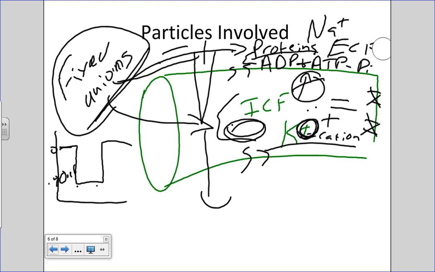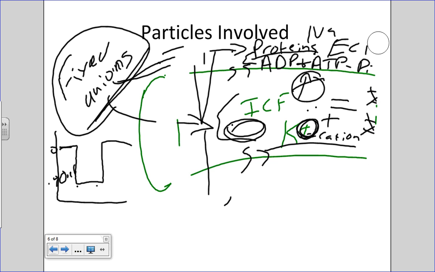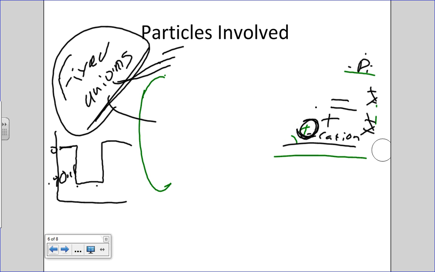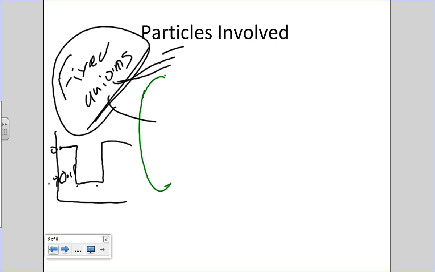I'm going to stick with the same slide here, just a little bit of erasing. Gotta admit, this technology is pretty cool. Remember when I was a kid and everything was chalkboards? Granted, I kind of like chalkboards, though.